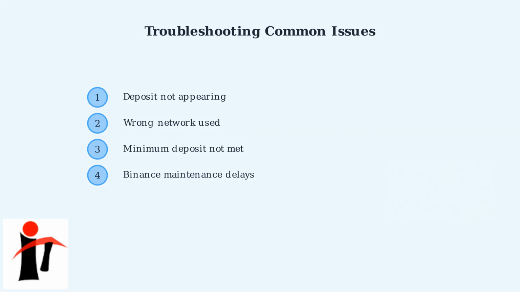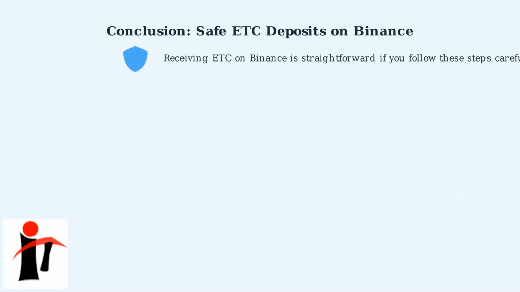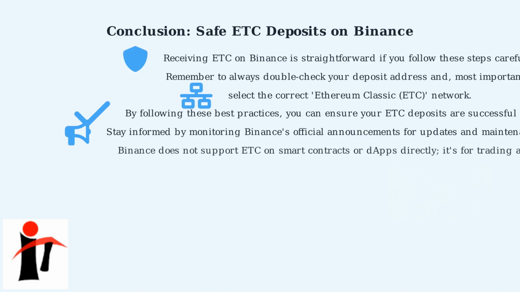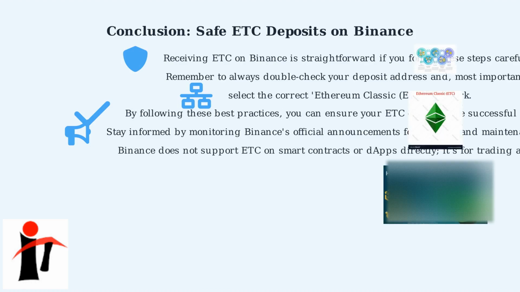announced by Binance. Receiving ETC on Binance is straightforward if you follow these steps carefully. Remember to always double-check your deposit address and, most importantly, select the correct Ethereum Classic ETC network. By following these best practices, you can ensure your ETC deposits are successful and secure. Stay informed by monitoring Binance's official announcements for updates and maintenance schedules. Binance does not support ETC on smart contracts or dApps directly. It's for trading and transfers.